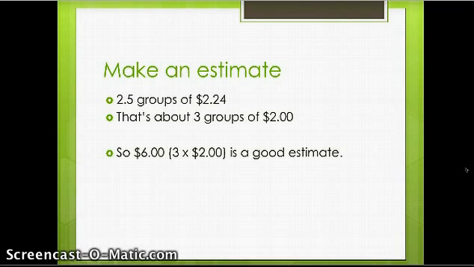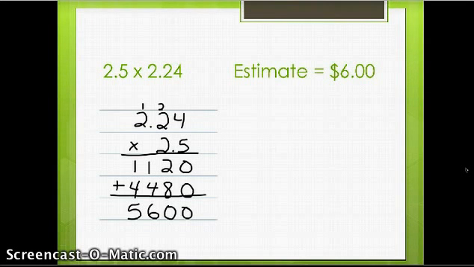And I just want you to take a look at how this all turned out. 2.5 times 2.24. When I set this up as whole numbers, it looked like this. And I took a look at the answer, which was 560, and I compared it to my estimate of $6, and I thought, that really doesn't make much sense at all. And then I started thinking about the fact that I have a decimal point involved here, and I wondered, could I put the decimal point somewhere that would make my estimate of $6 make sense?